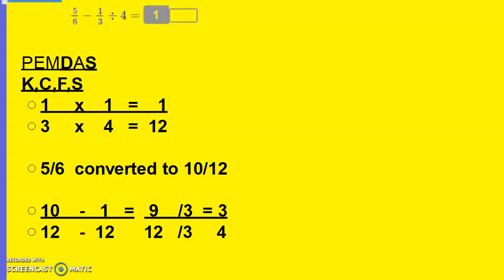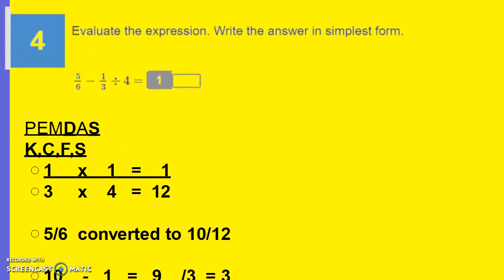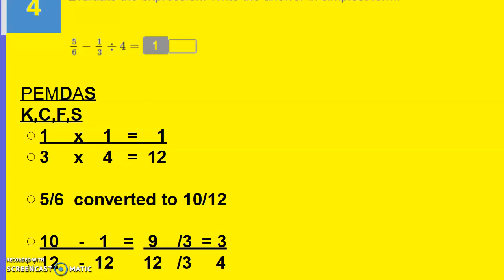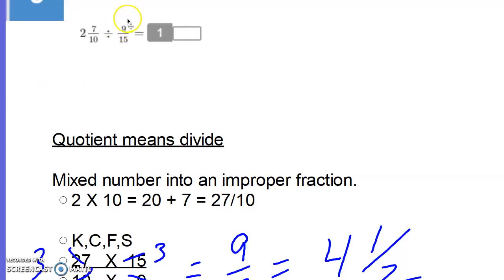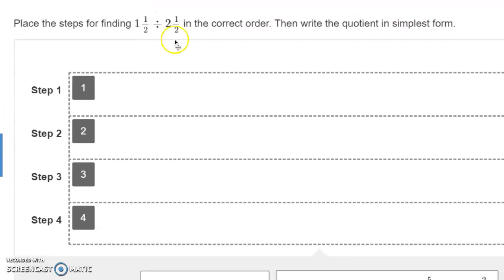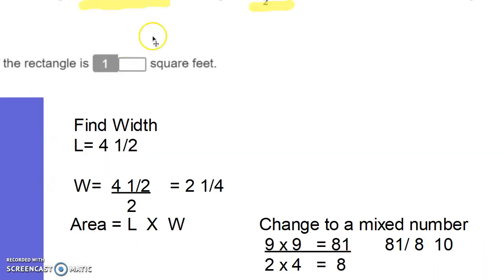Uh-oh, wrong number. So now we have evaluate the expression. I'm going to flip through this one. This one right here, place the steps in order from 1/2 to the correct number. So first thing that you're going to do is, we just went over this 4 or 5 times. My expectation is that you can do it.